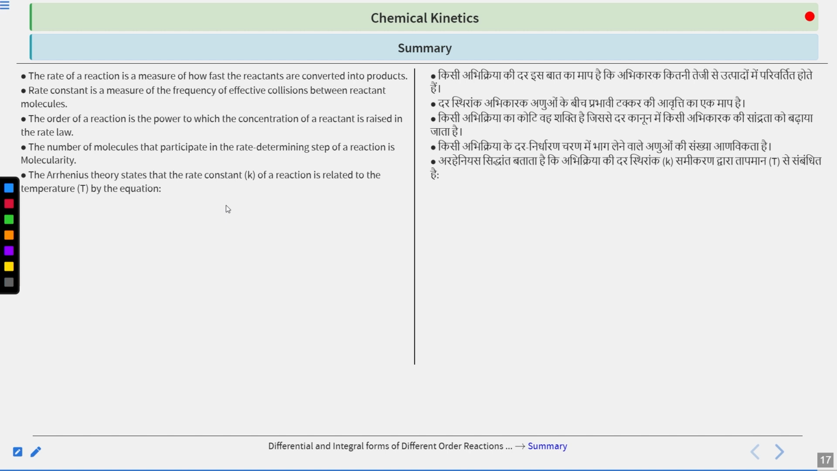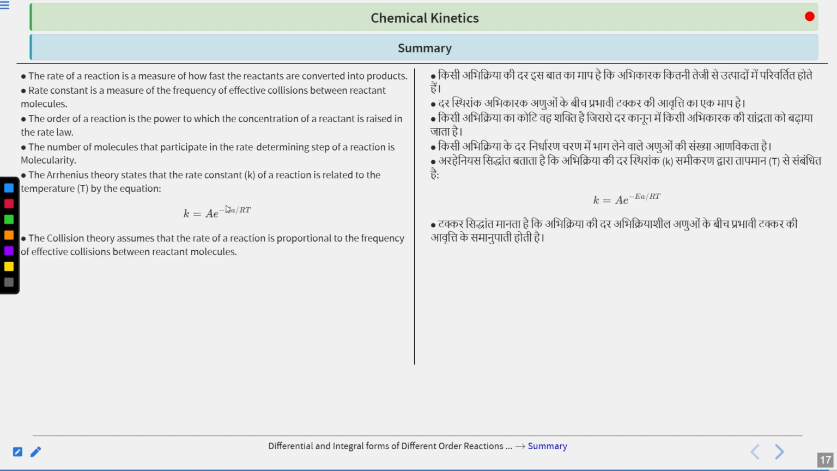If the Arrhenius theory states that the rate constant of a reaction is related to temperature, then it is given by the equation k is equal to A e to the power minus Ea by RT. The collision theory assumes that the rate of reaction is proportional to the frequency of effective collisions, not only the temperature but also the frequency of effective collisions between the reacting molecules.